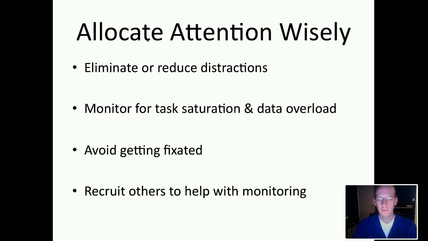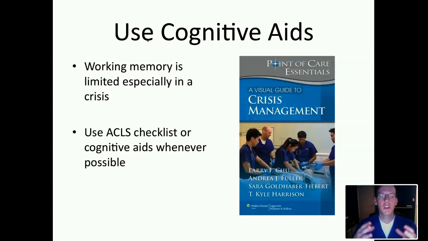It's important to use cognitive aids whenever they're available. This is because your working memory is limited. This is especially so in a crisis. So you may be able to, on a test, recite the 5 H's and the 5 T's that you need to rule out for a PEA arrest. But in the heat of the moment, adrenaline's pumping, you tend to constrict the ability to access your long-term memory stores, where you need to put things from long-term memory into your working memory. So this failure to retrieve that information can result in a bad outcome. So we encourage you to use checklists or cognitive aids whenever possible.